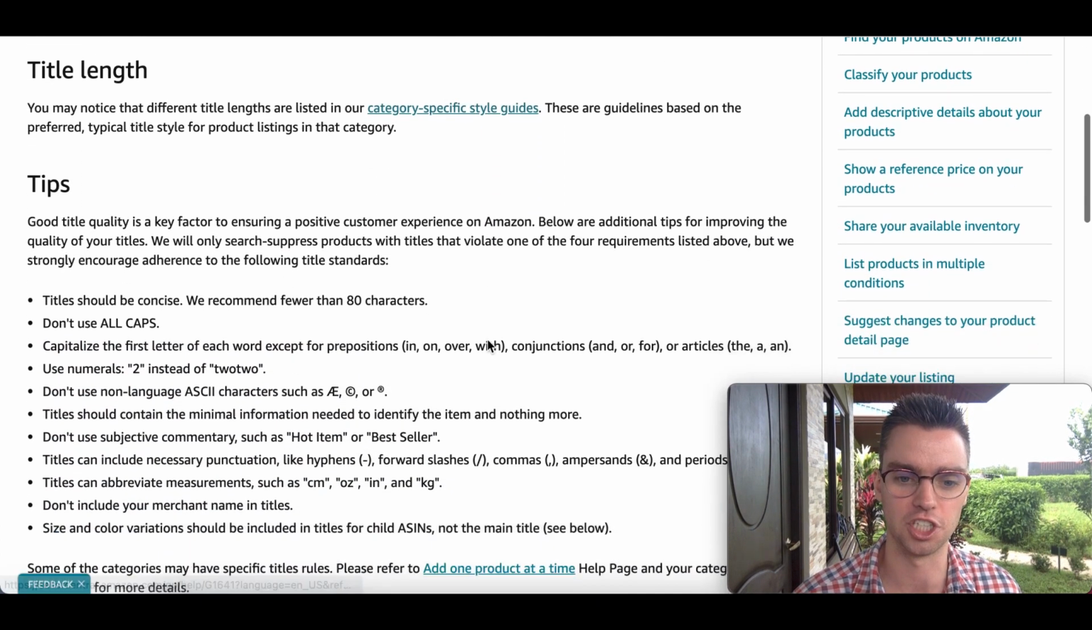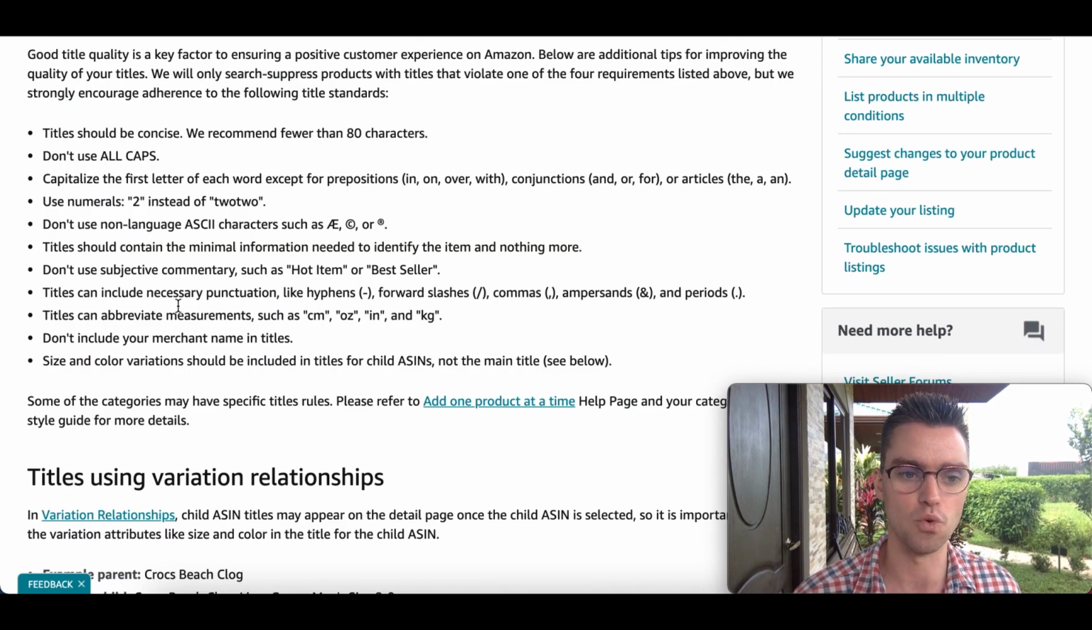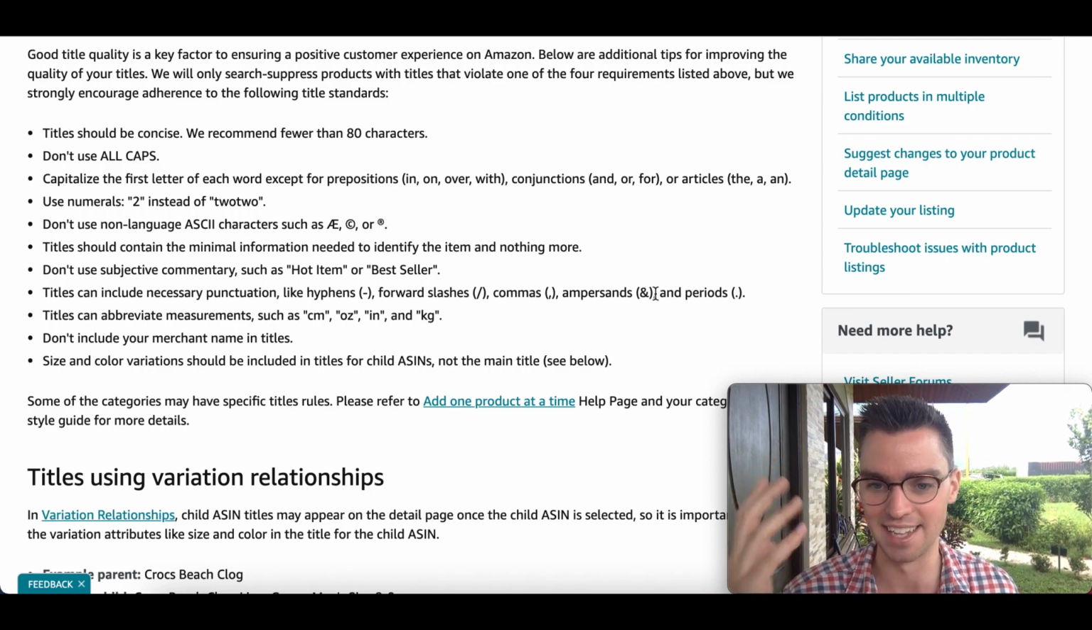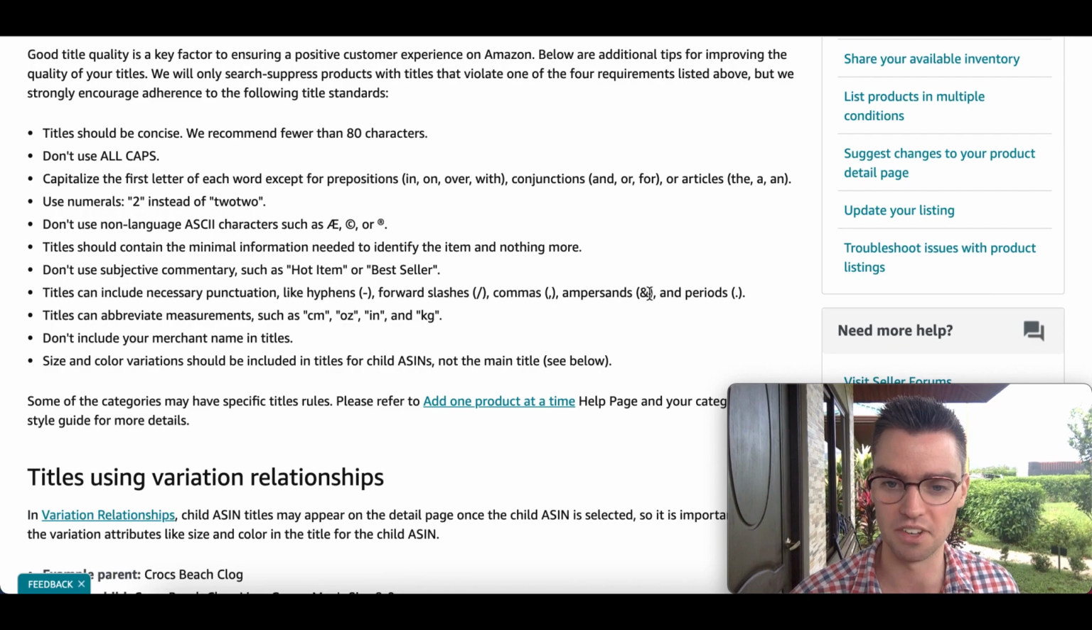And if we scroll down the page just a little bit, you can actually see that titles can include punctuation, including hyphens, forward slashes, commas, ampersands, and periods. I always say the "and" symbol. So for my listing specifically, I use the "and" symbol, or the ampersand, as well as the comma, and as you can see from Amazon themselves, as well as the dash. So the dash here, or hyphen, comma, and ampersand, I use all 3 of these in my own listing. And as you can see right here from Amazon themselves, you are able to.